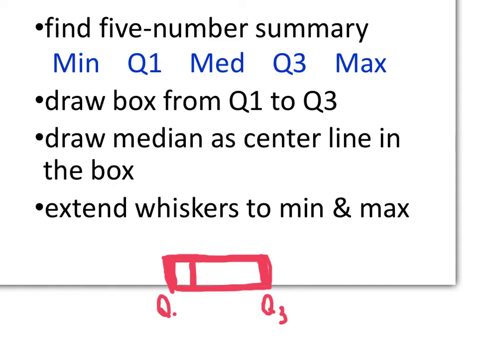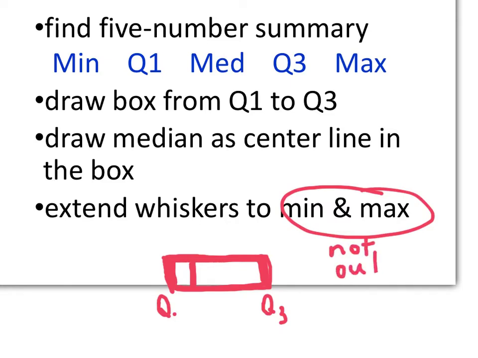And then whiskers are extended to the minimum and maximum values of our data, as long as these are not outliers. And we're going to talk about how to determine what are outliers and what are not, because we're going to be using modified box plots instead of just regular box plots. So we do want to make sure that our minimum and maximum values are not outliers, and that's what we're going to be discussing next. So it would end up looking something maybe like this.